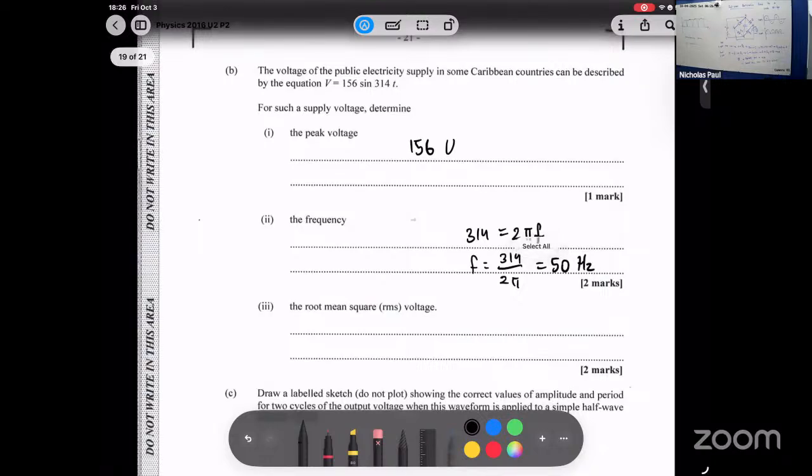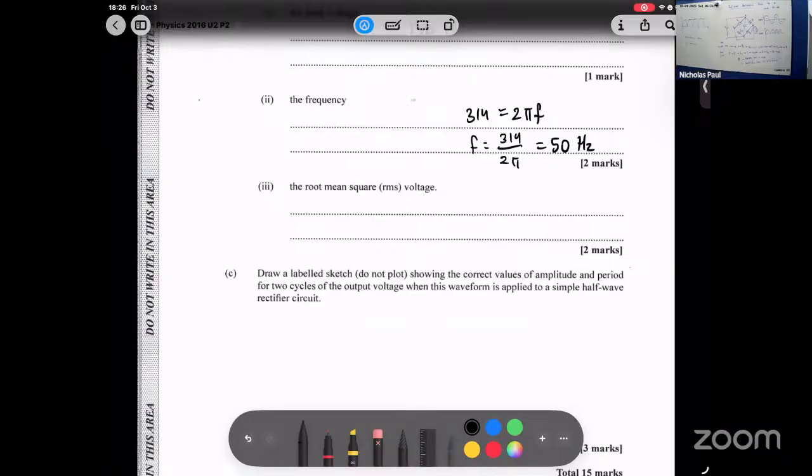How do you find root mean square? Right, VRMS. If I write VRMS first, I'm very good. What is that? 166 or?